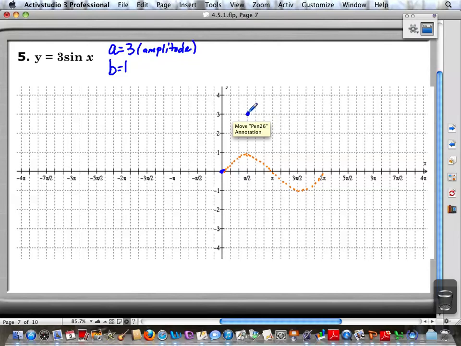The period hasn't changed, so my zeros, my x-axis values, are in the same place. So I'm going to go to here, and now at 3 pi over 2, instead of being at -1, that's going to drop down to -3, and it's going to come back up here.